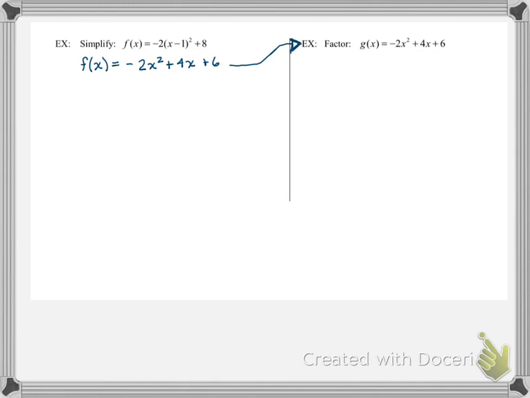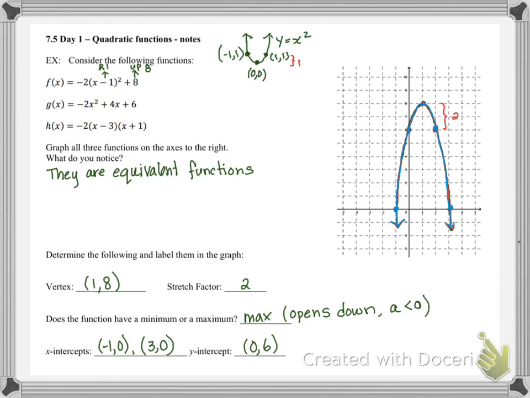And then what did you guys get over here when you factored? G of x equals -2, x plus 1, x minus 3. Good, equals -2 times x plus 1 times x minus 3, which is h of x, right? So not only do these functions have the same graph, but they're actually the same function. They're just manipulated in different ways. So they're just written in different forms.